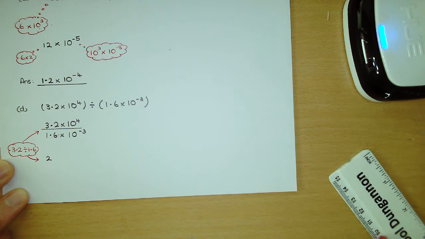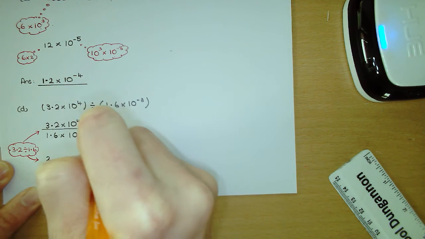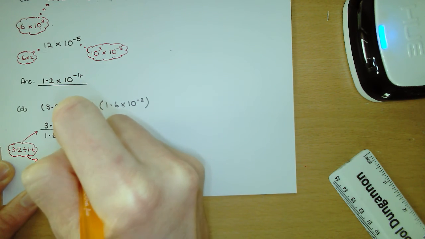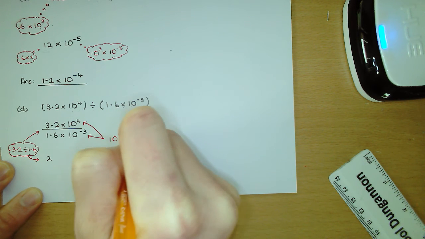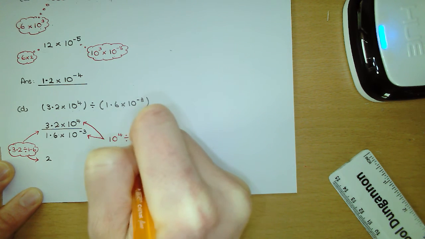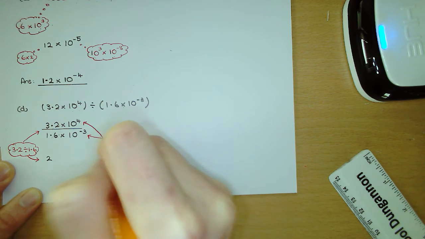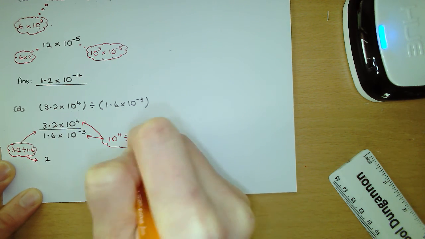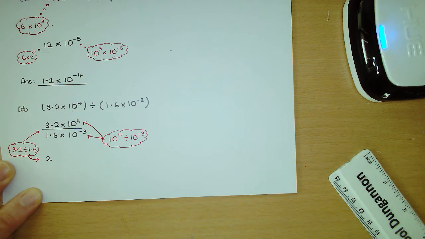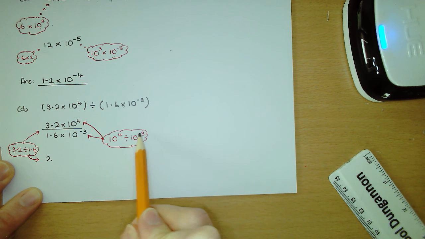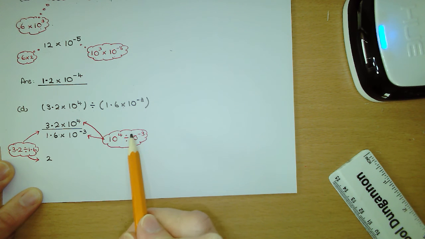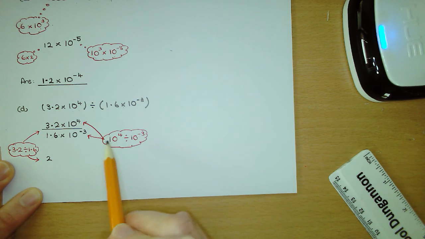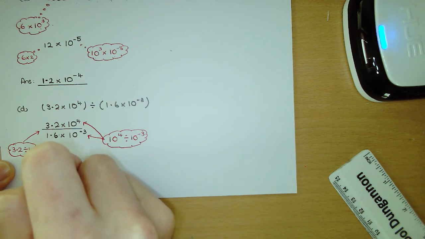The next thing we're going to do is divide the indices. So we're going to work out 10 to the power 4 divided by 10 to the power minus 3. Now, when you're dividing two indices with the same base, remember you subtract the powers. So we're going to have 4 minus minus 3, which is going to become 4 plus 3, which is going to become 7. So we're going to end up with 10 to the power 7.